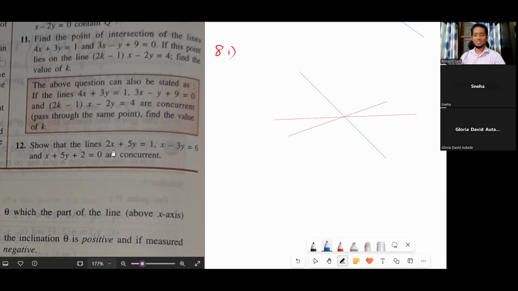They just gave three equations. Are they concurrent? How will you do it? If they're concurrent, there is only one point where all these three lines meet. And that one point will have some x coordinate and some y coordinate. So if you solve any two of the equations, you will get the value of x and y.